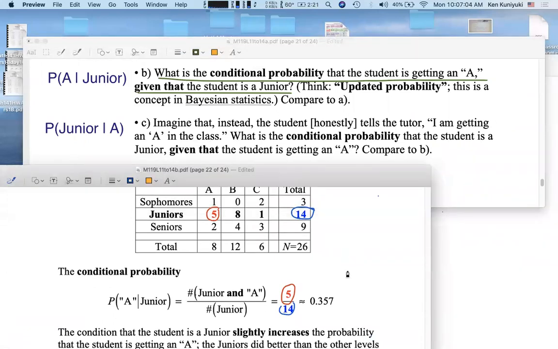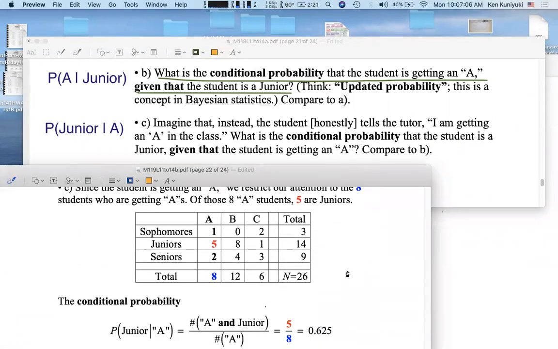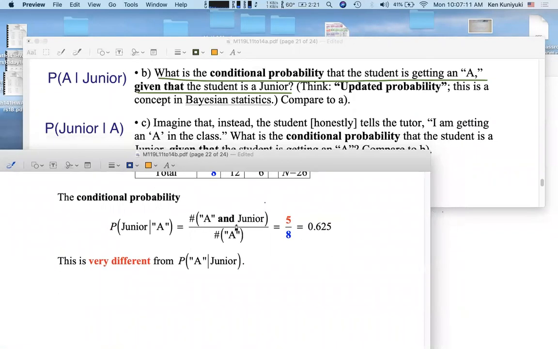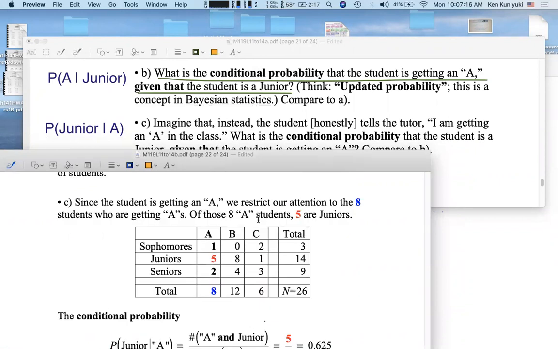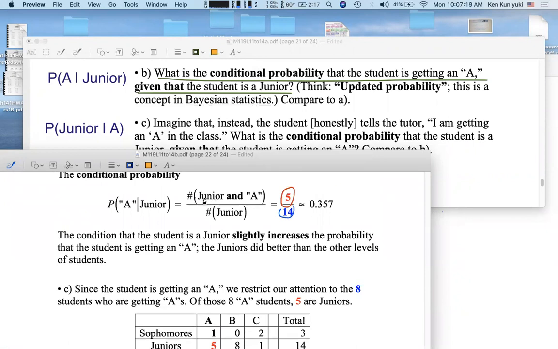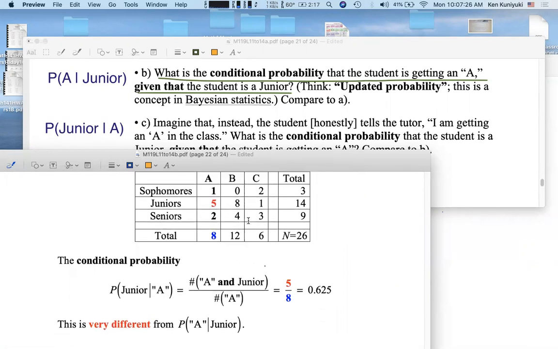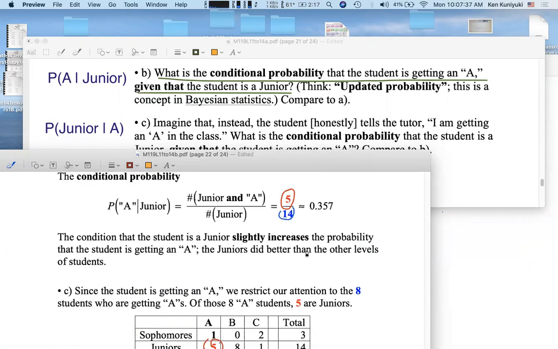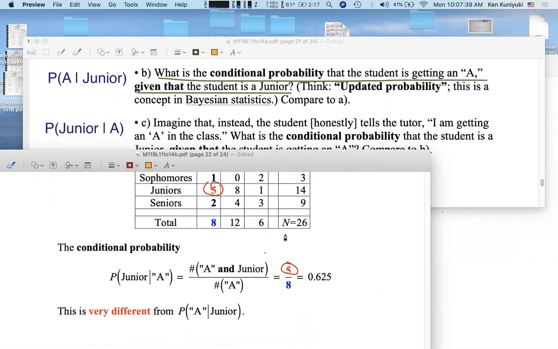All right, well, the numerator is going to be the same, the number of students getting A's and who are juniors. The overlap intersection event, A and junior, is the same as the overlap intersection event, junior and A. A and B and B and A represent the same intersection event, the same overlap. In both cases, the number of juniors getting A's, that's 5. So the numerators are going to be the same for both here and up here, the 5 up here. But the denominators are different.